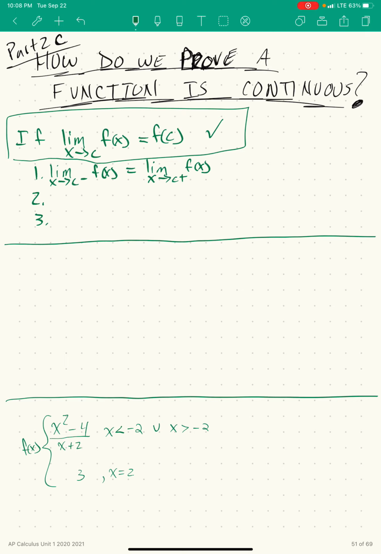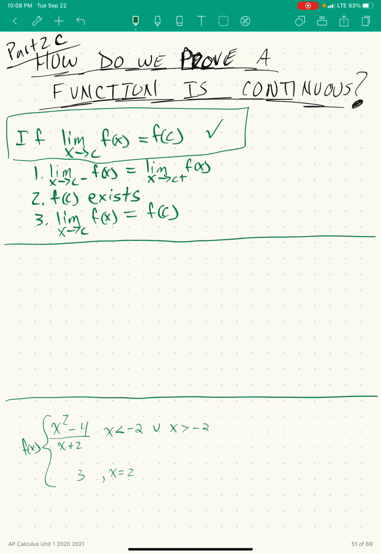Step 2, we also need to make sure that the function itself at the value that we're looking at, so c in this case, actually exists. Is it defined or does it exist? And if so, then step 3, which you saw above, if the limit that you found is the same value of f of c, then boom, it is continuous at that point. So we literally would test the continuity of a function at a specific value by doing just this, all right?